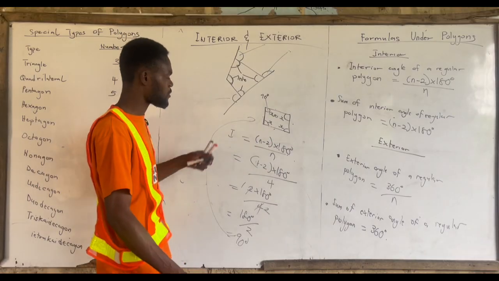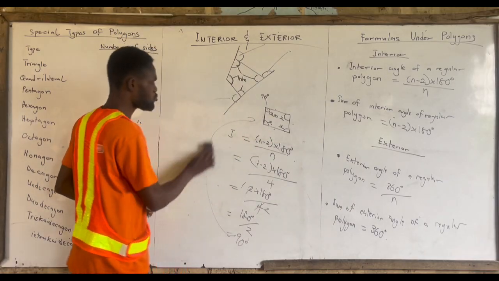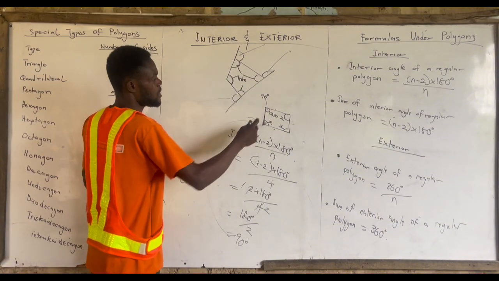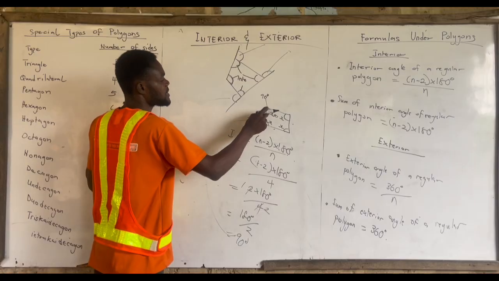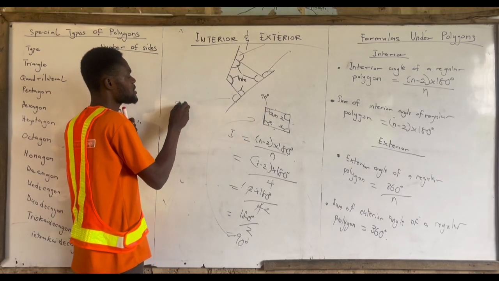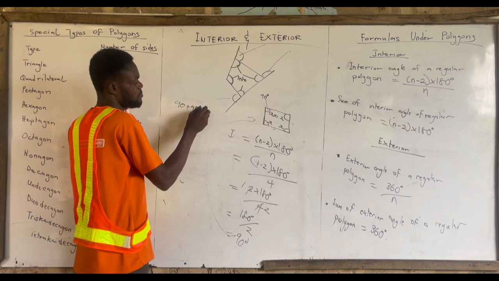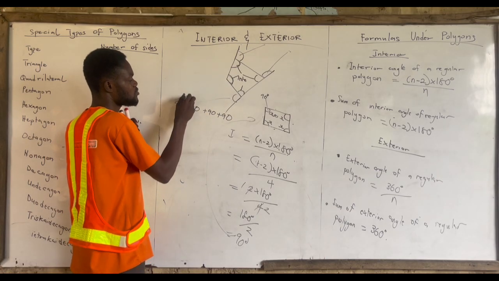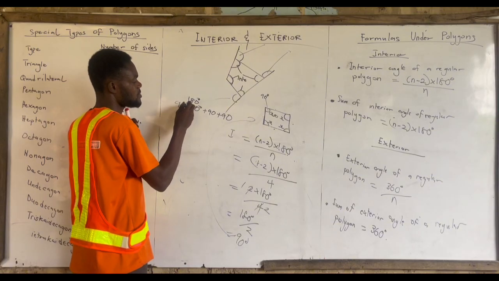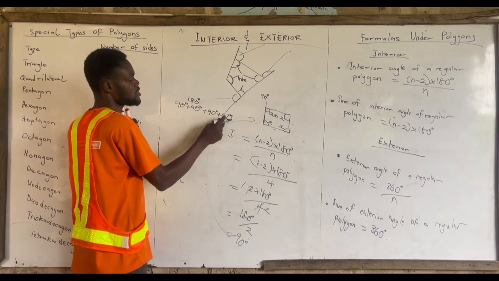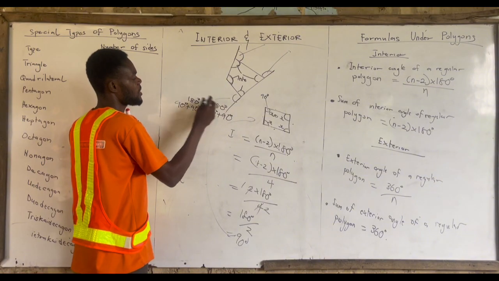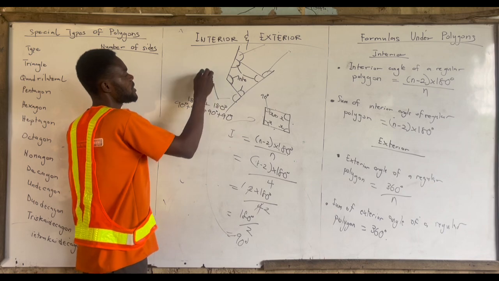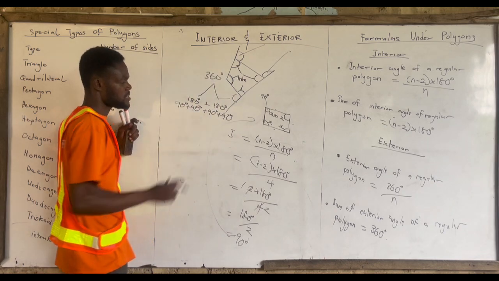So if I want to find the sum too, we can also prove that. We already know the properties of a square. Their angles are 90, 90, 90. So 90 plus 90 plus 90 plus 90. 90 plus 90 is 180 degrees. This one too, plus 180 degrees. And 180 plus 180, you are going to get 360 degrees. That is that.